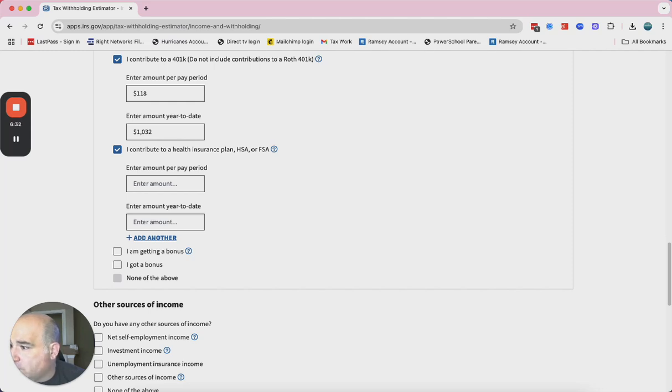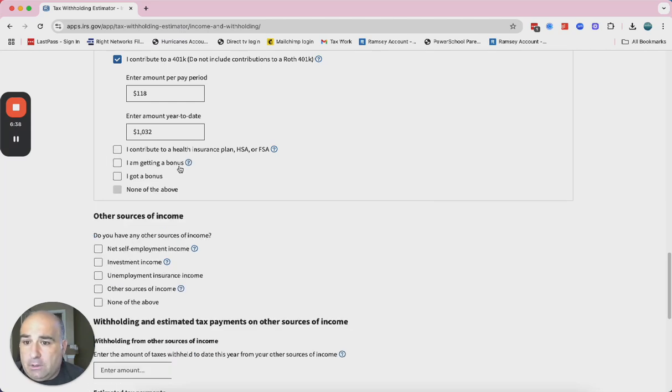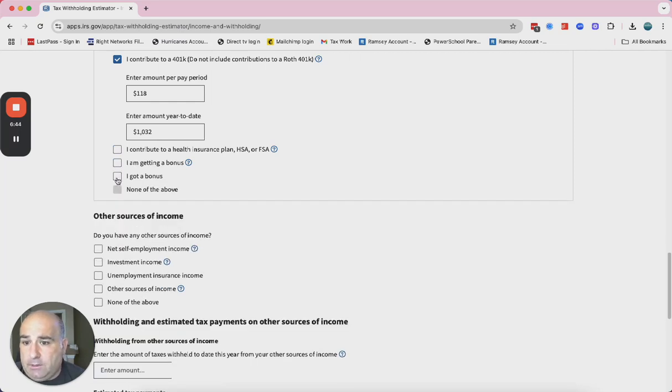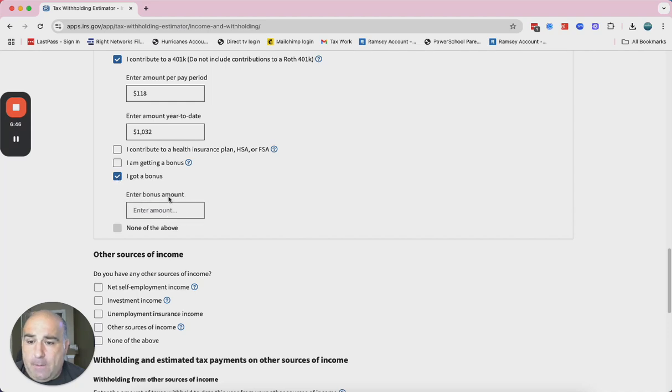So this person doesn't have any health insurance. If they did, we would include that in here. So here you could play if you've gotten a bonus that you expect in the future. And then this is if you already got a bonus, and basically if you've got a bonus, it's included in that total income.